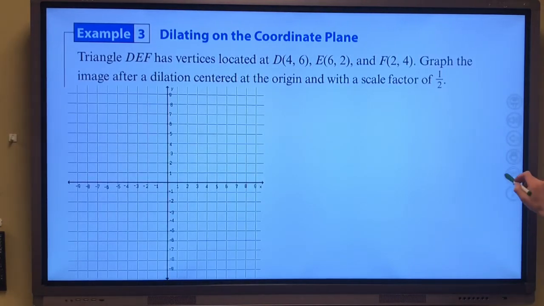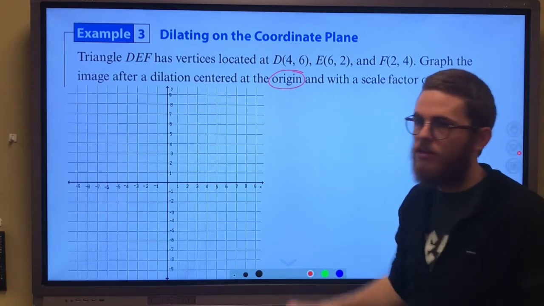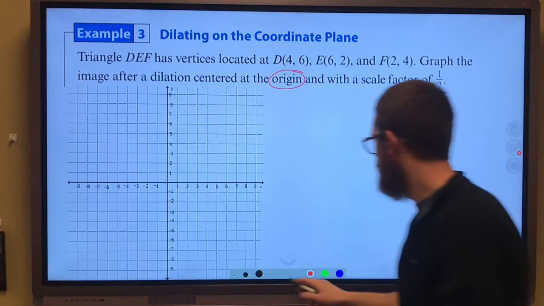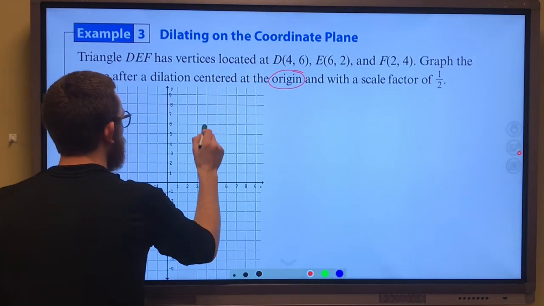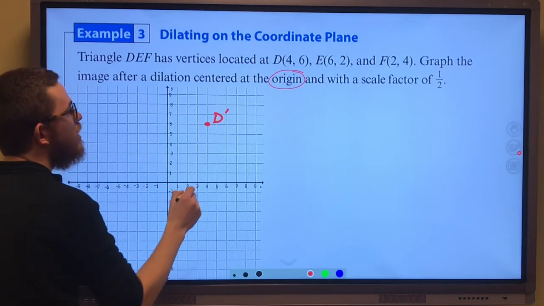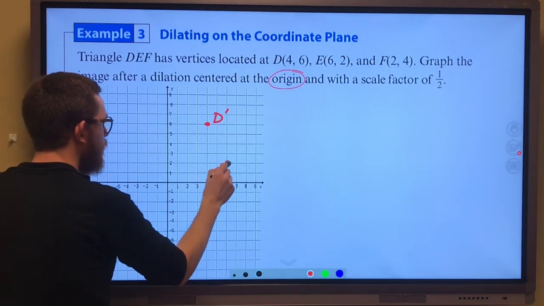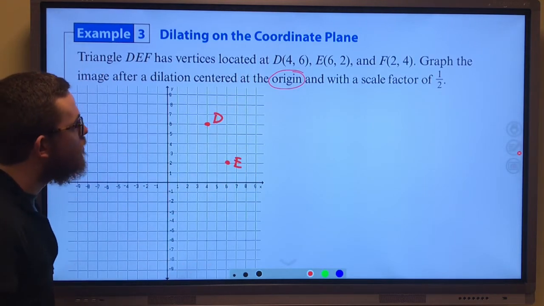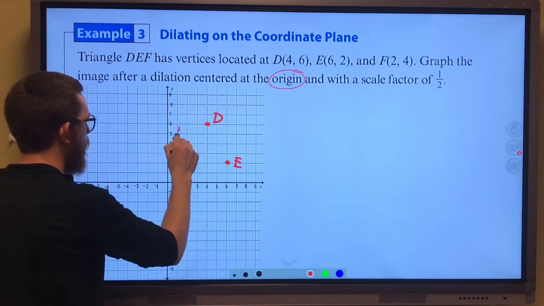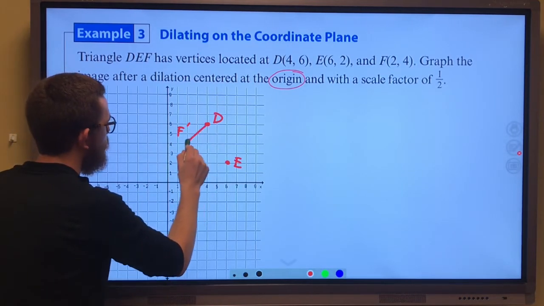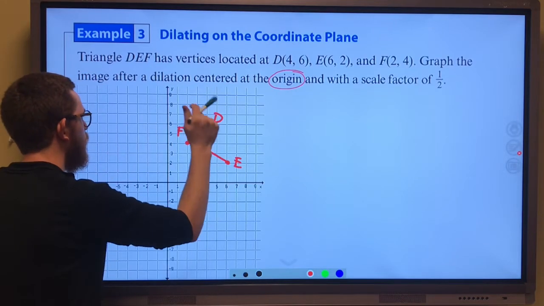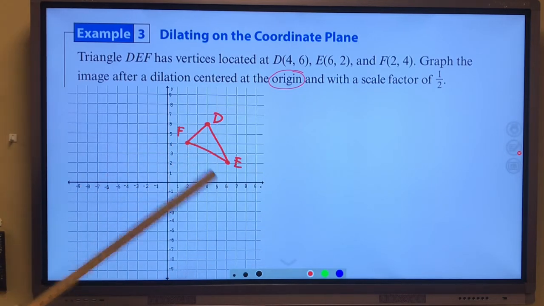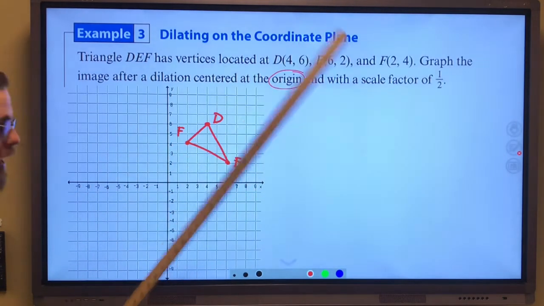Now when we're dealing with a coordinate plane and our dilation centered at the origin, this becomes very, very simple. Triangle DEF has vertices D at (4, 6), E at (6, 2), and F at (2, 4). Okay, so there's our original shape. It says, graph the image after a dilation centered at the origin with a scale factor of 1/2.